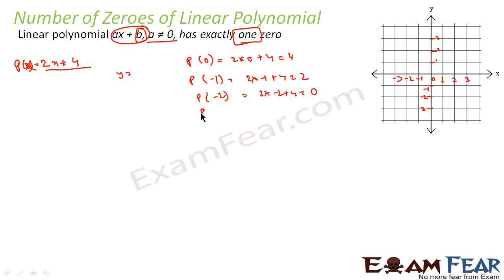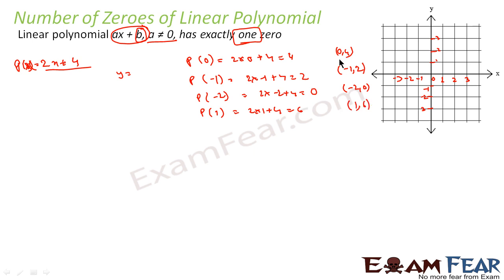We can also find P of 1, that is 2 into 1 plus 4, that is 6. Just putting x equal to 1 here. Now with these points I can plot the graph. So the first point is 0 and P of 0, that is (0, 4). Second point is minus 1 and P of minus 1, that is (minus 1, 2). Third is minus 2 and P of minus 2 is 0. And the fourth is 1 and P of 1 is 6.